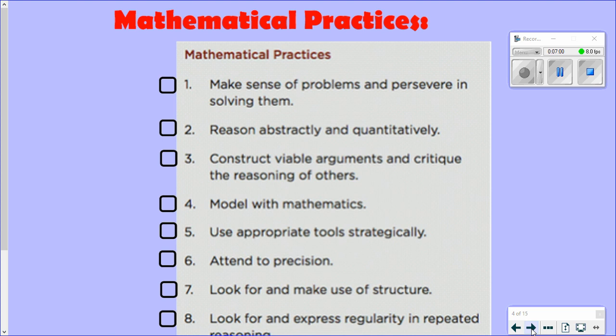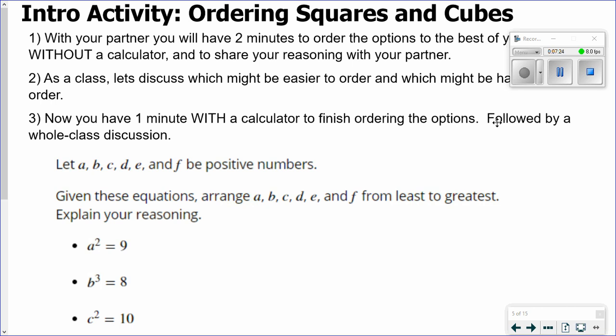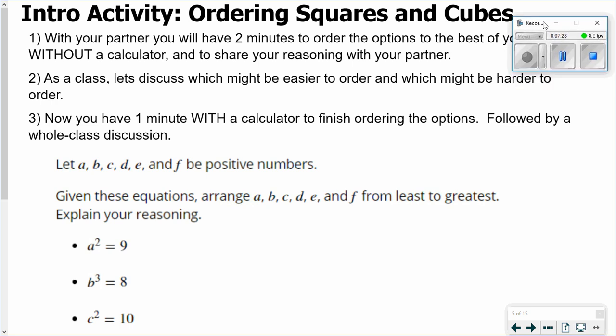All right, for our mathematical practices, we are going to model with mathematics using cube roots. We are going to construct viable arguments and critique the reasoning of others through a sort activity later on, and look for and make use of structure with our cube roots and comparing them to square roots. So quite a bit going on here today. All right, please join me on page 74 of your workbooks.